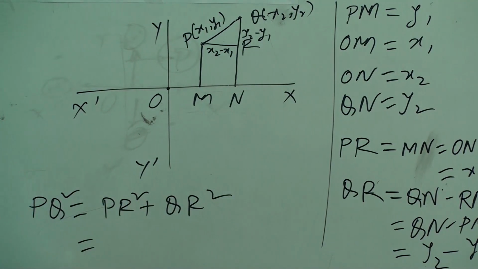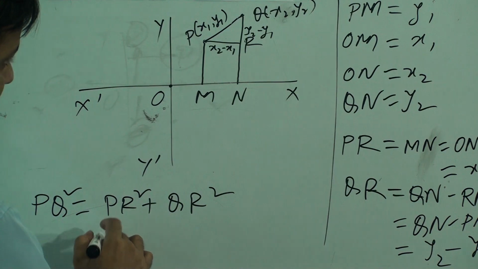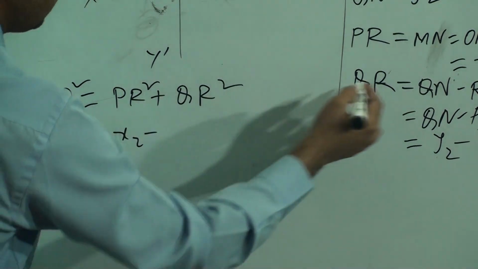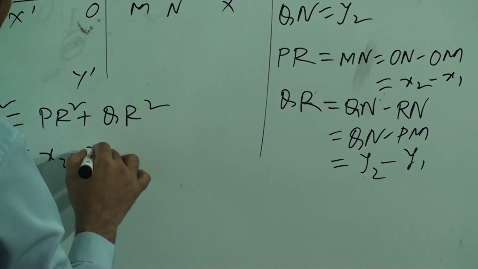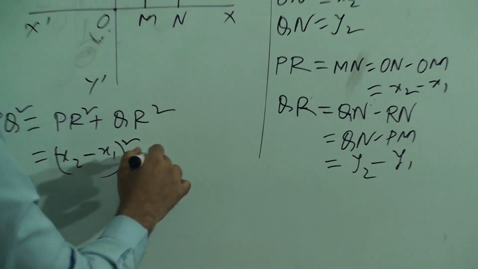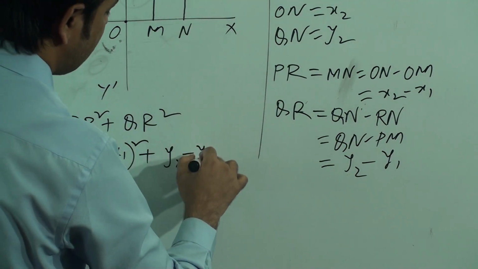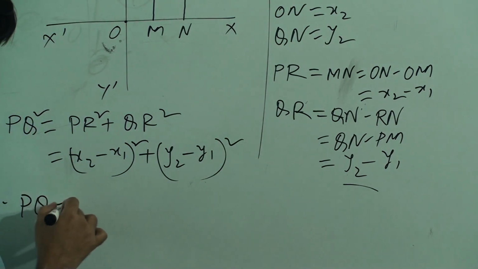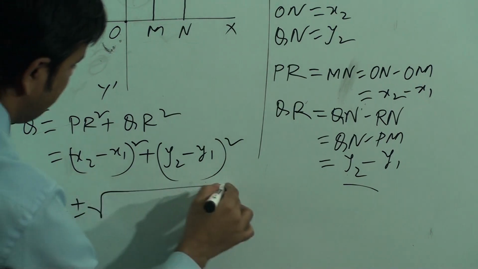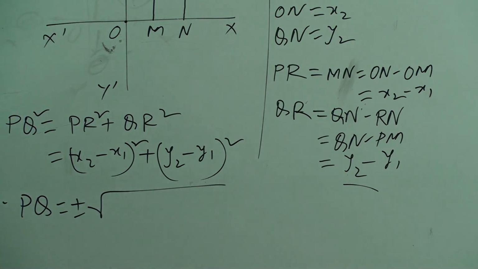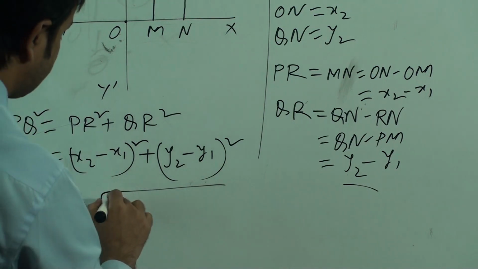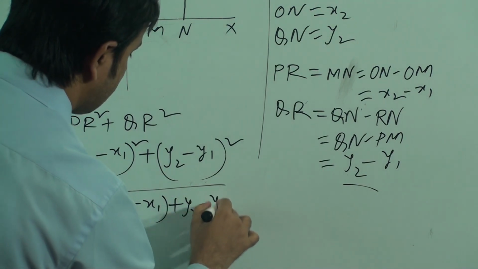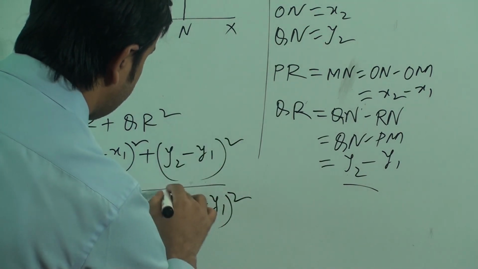Now put the value of PR: x2 minus x1 whole square, plus QR, that is y2 minus y1 whole square. Therefore we need the distance PQ. PQ equals plus minus, as we are taking the square root on the right side. As here is a square, we remove the square by taking the square root: PQ equals the square root of (x2 minus x1) whole square plus (y2 minus y1) whole square.